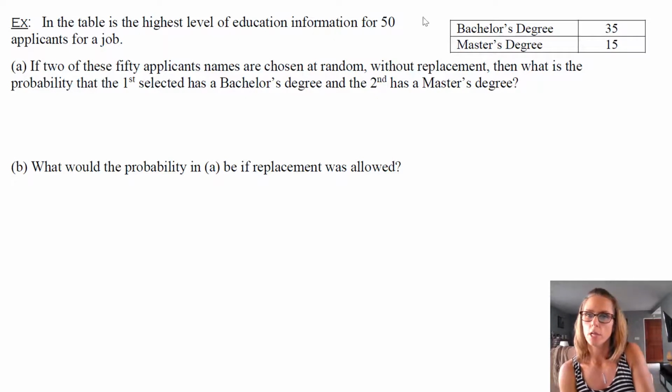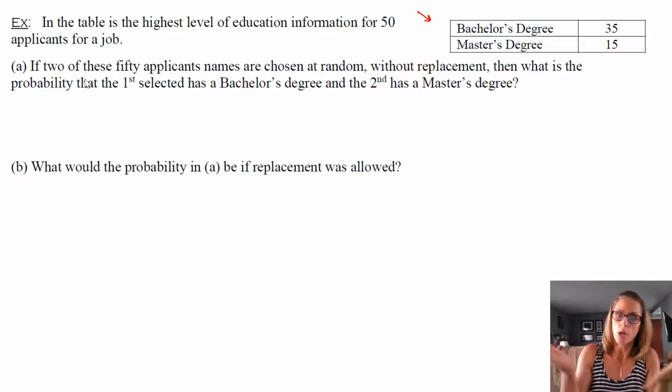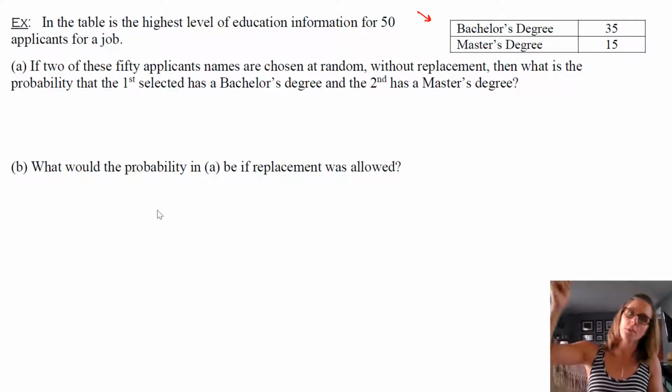So now we have a very small table, and it's the highest level of education for 50 applicants for a job. So they looked at their resumes and they said, do you have a bachelor's degree? Do you have higher than that? Do you have a master's degree? And then made a note of that. So now we're going to put all these job applicants in a bag, and we're going to pull one out, and then we're going to pull out another one.